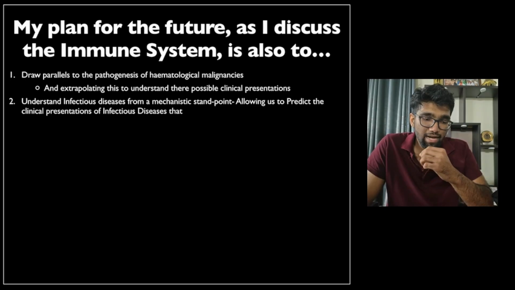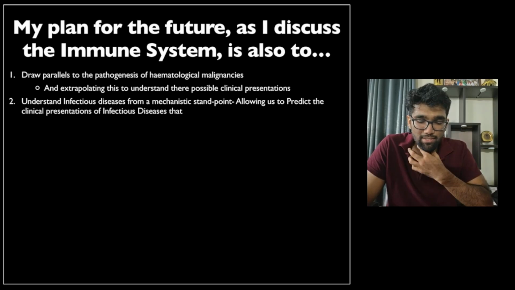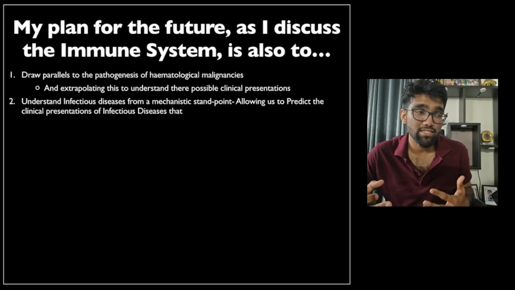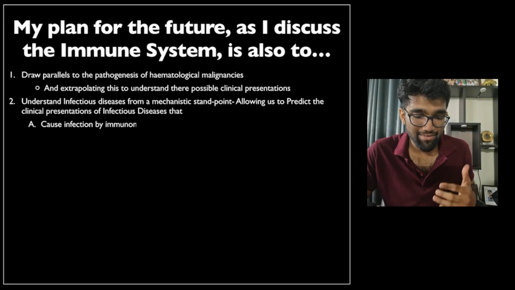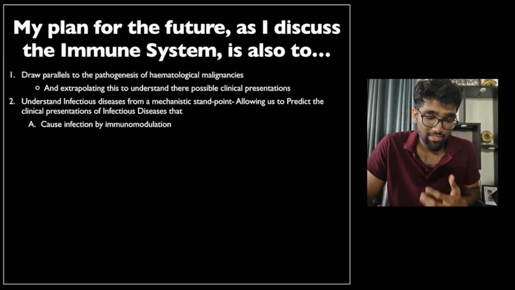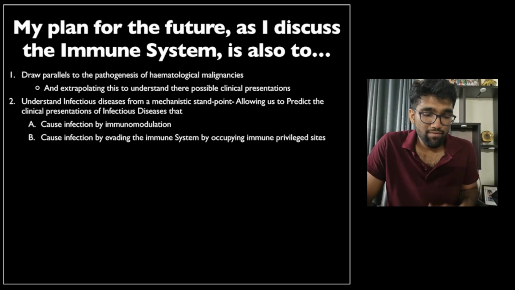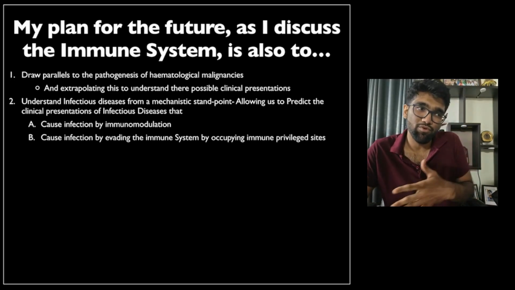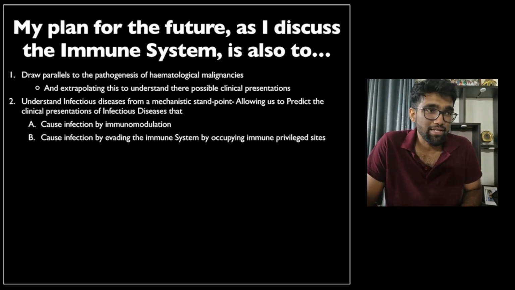Okay, then we'll understand infectious disease from a mechanistic standpoint, an overview of which I've already gone over in this discussion, and this will allow us to predict, depending on the clinical presentation, whether or not an infection is a likely differential in a particular case. Okay, and that becomes surprisingly useful in cases where we suspect an infection by immunomodulation, or we suspect an infection by evasion of the immune system used by occupation of an immune privileged niche. That is either serum resistance, or getting into endothelial or epithelial cells and then moving from one cell to another, or the third mechanism, that is becoming intracellular within an RBC.